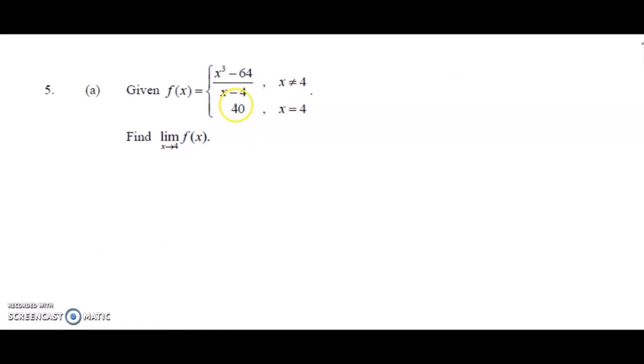For question 5, I got a piecewise function. Then now we need to get the limit when x approaches 4. When you have a piecewise function like that, you need to do one-sided limits. To find the limit when x approaches 4, you need to find the limit when x approaches 4 from the right, and also the limit when x approaches 4 from the left, that is 4 negative. And you need to put in the f(x) corresponding to their interval.